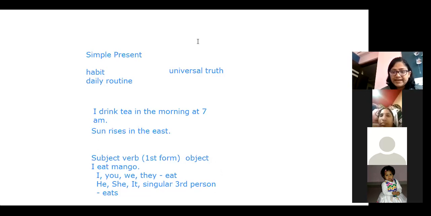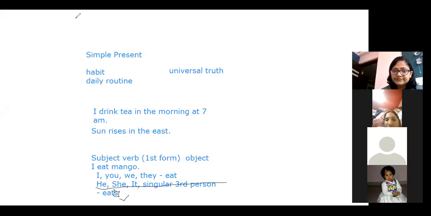So this S will come with he, she, it. This S will come with he, she, it, or singular third person.